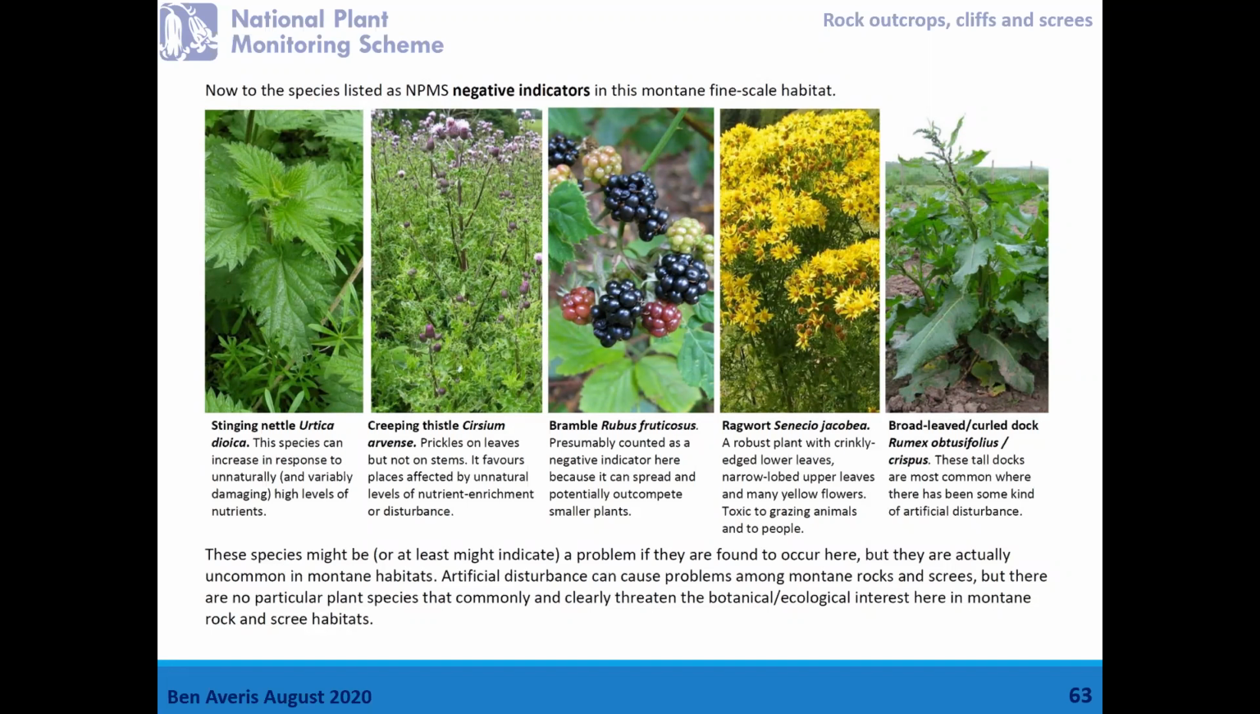But yeah, if you found any of them there, then it's definitely worth noting if you find them in the montane zone. And that's almost at the end of this presentation.